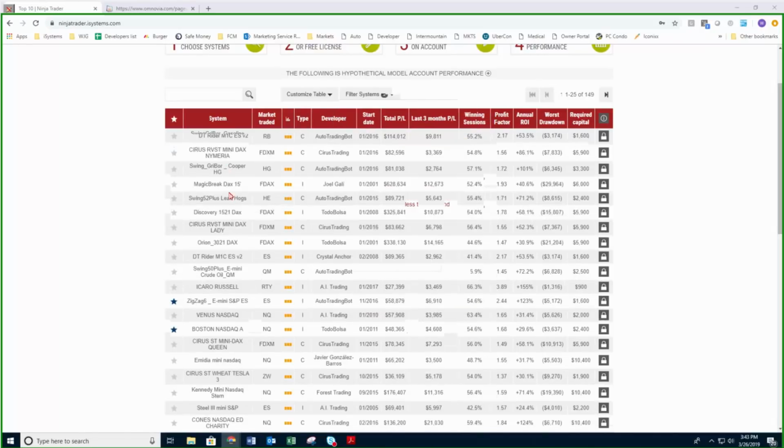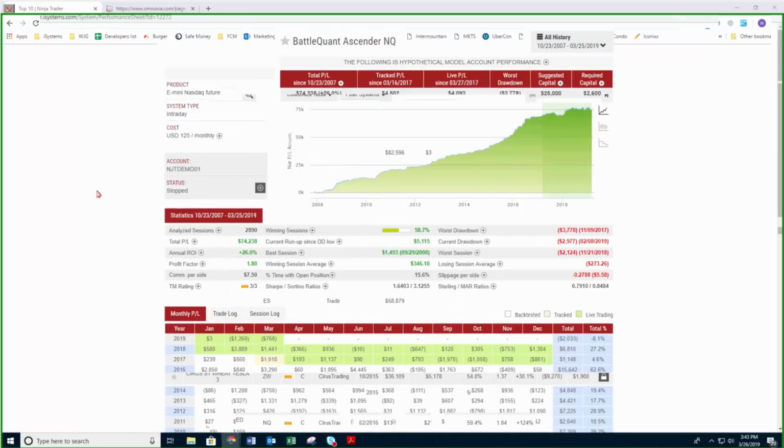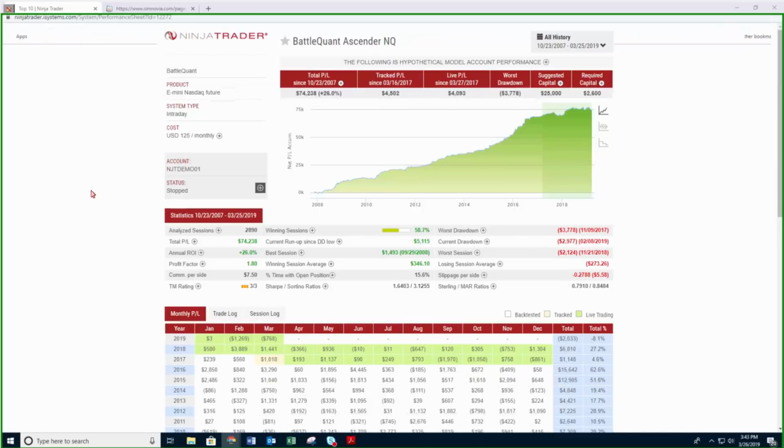As you select a system, you can select any system, and then the performance is going to pop up. So I already grabbed a couple of systems. So here, this is a battle. Every performance sheet is set up the exact same way. And so every time you look at a sheet, you can instantly know all the information. So this system is Battle Quant. It's an E-mini NASDAQ futures system. It's an intraday system, and we only trade futures. We do not trade options. And we only trade exchange-traded futures, so no FX, nothing like that.